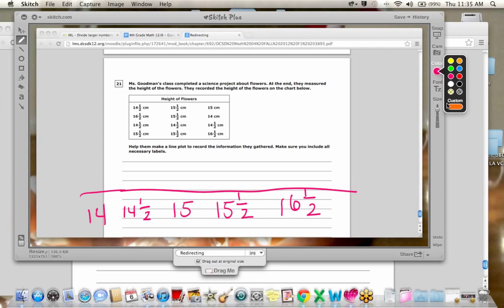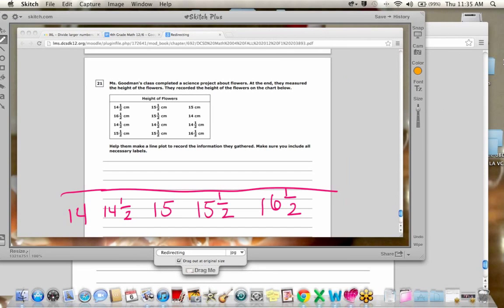So a line plot's pretty simple. All you do is put an X every time that number appears. So how many times does 14 appear? Just once, so I'm going to put 1 X. How many times does 14 and a half appear? 1, 2, 3, 4. So I'll put 4 X's. How many times does 15 appear? Just once, so 1 X.